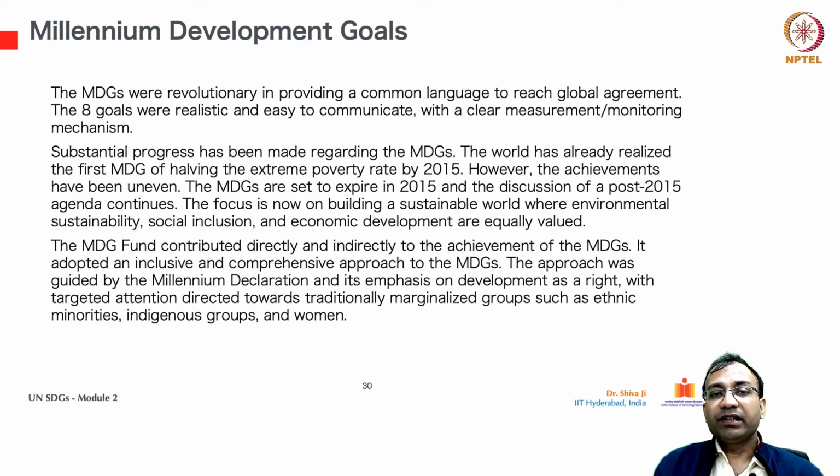Further, the MDGs were revolutionary in providing a common language to reach global agreement. The 8 goals were realistic and easy to communicate, with a clear measurement and monitoring mechanism. Substantial progress has been made regarding the MDGs, and the world has already realized the first MDG of halving the extreme poverty rate by 2015. However, achievements have been uneven. The MDGs are set to expire in 2015, and the discussion of a post-2015 agenda continues. The focus is now on building a sustainable world where environmental sustainability, social inclusion, and economic development are equally valued.